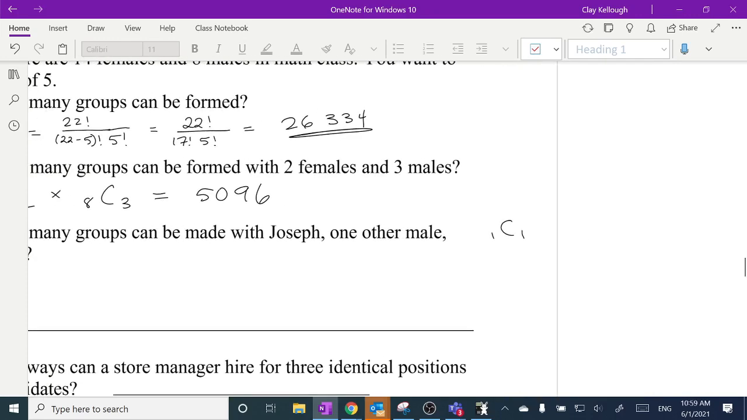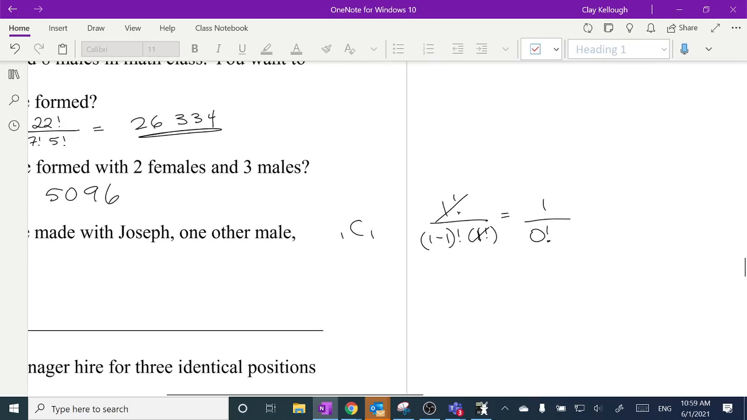Well, let's see. That would be 1 factorial divided by 1 minus 1 factorial times 1 factorial. And 1 factorial cancels 1 factorial, leaving me a 1. And that gives me 0 factorial. And hey, remember how I said the other day that we have to define 0 factorial as 1? Well, now you can see why. You can't divide by 0. You can't have an impossible, undefinable number, especially when you're doing something that you know has a probability of 1.